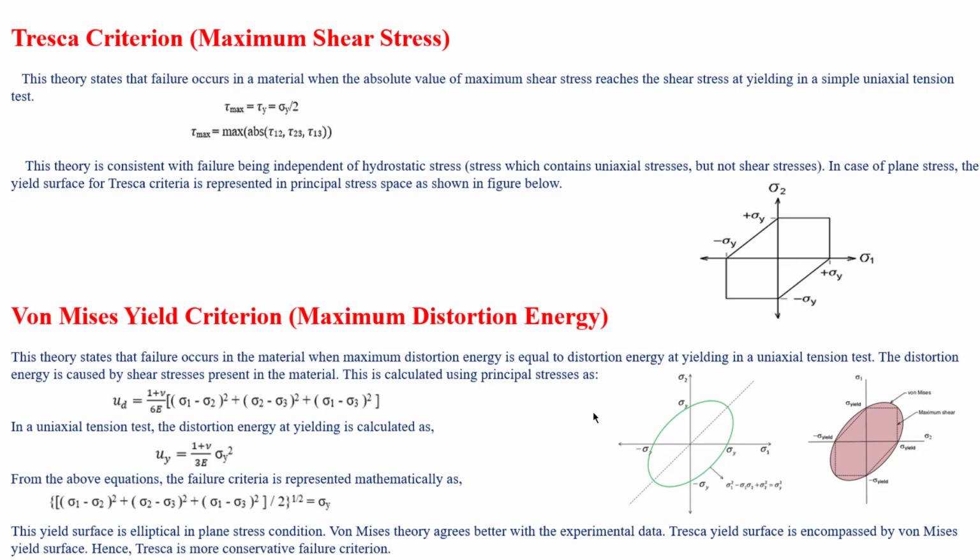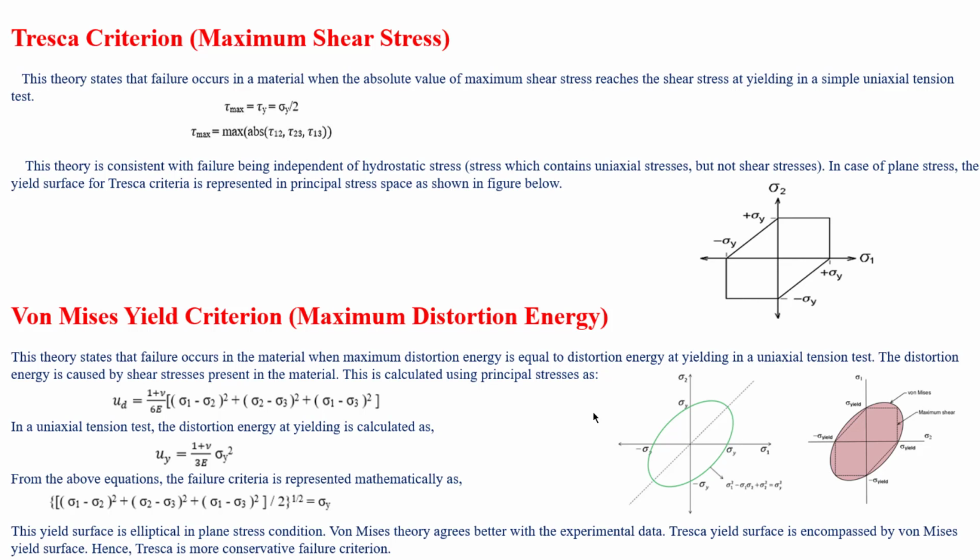Okay, that is sigma 1 minus sigma 2 whole square, plus sigma 2 minus sigma 3 whole square, plus sigma 1 minus sigma 3 whole square, by 2, under a square root, which is equal to sigma y. Okay, this is how we find out the principal stress here. So this is for the maximum distortion theory. The failure will happen due to the shear stresses, so that will be represented in the form of the principal stresses.